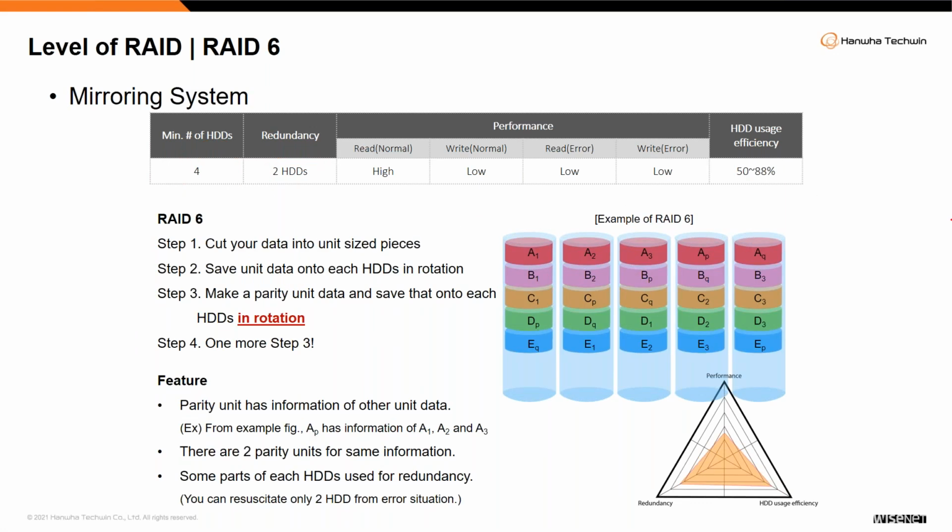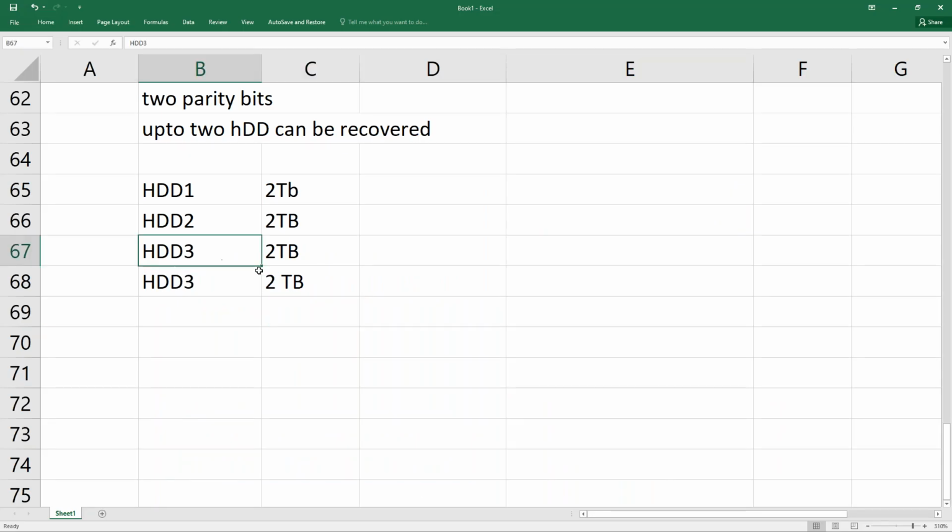Okay, so if you see the PowerPoint, it will write 2 parity bits. One parity bit, and again it will write one more parity bit. Here it will write 1 parity, 2 parity. So you can recover up to 2 hard disks from the situation. Also, 2 hard disks' data will be used. If you use 4 hard disks, 2 hard disks will be gone. Okay, so 2 times parity is written, so half the storage is used, but not always half.